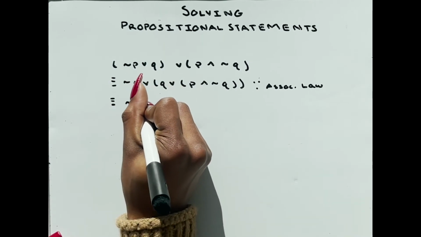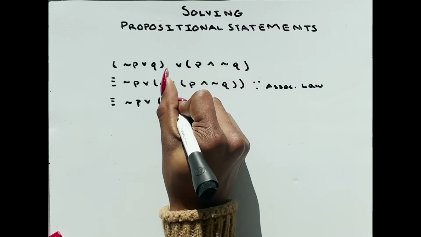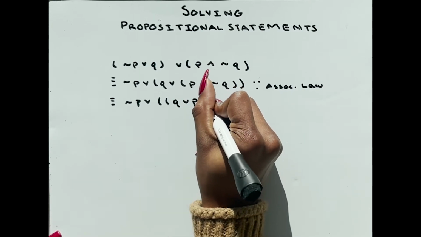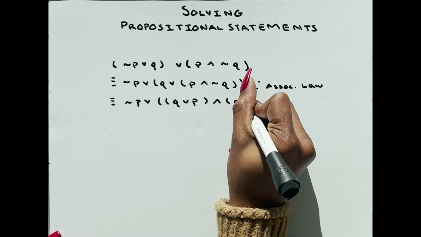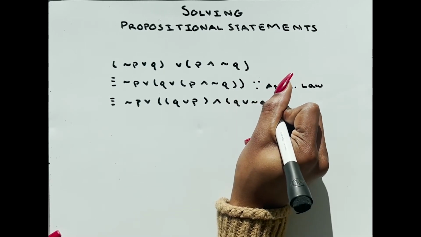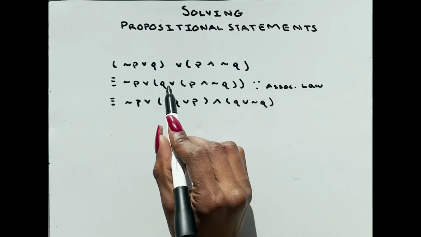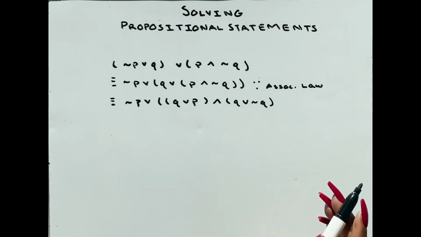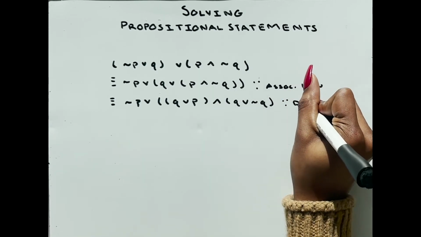giving us not P or Q or P and Q or not Q. To be clear, here we distributed the Q to P and the Q to not Q. And this is by our distributive law.